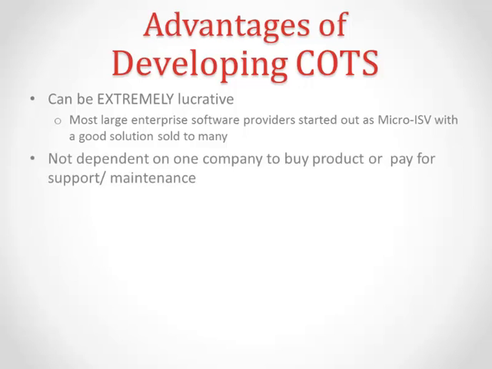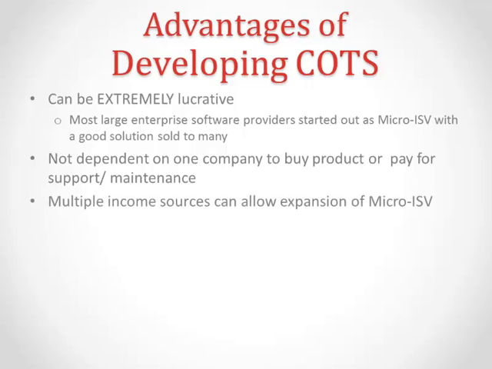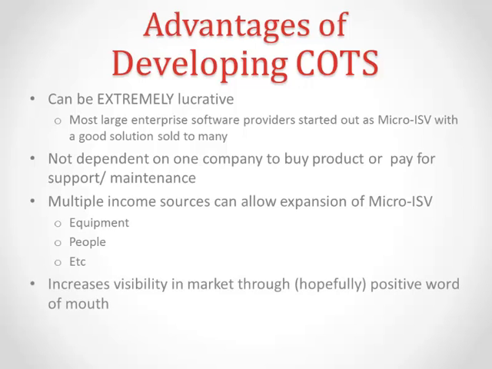You're not dependent on one company to buy your product or pay for support or maintenance. So COTS eliminates the single point of failure problem that you have with custom one-off. The multiple sources of income can allow expansion of your micro-ISV very quickly. It's a lot easier to buy equipment or hire new people and so forth if you have a lot of customers buying your software. There's money to be made. And also, since you're selling to a bunch of companies, you're going to have increased visibility in the market through hopefully positive word of mouth.